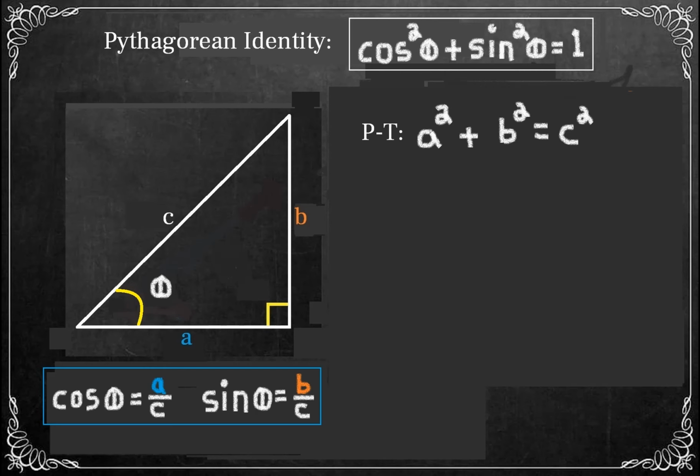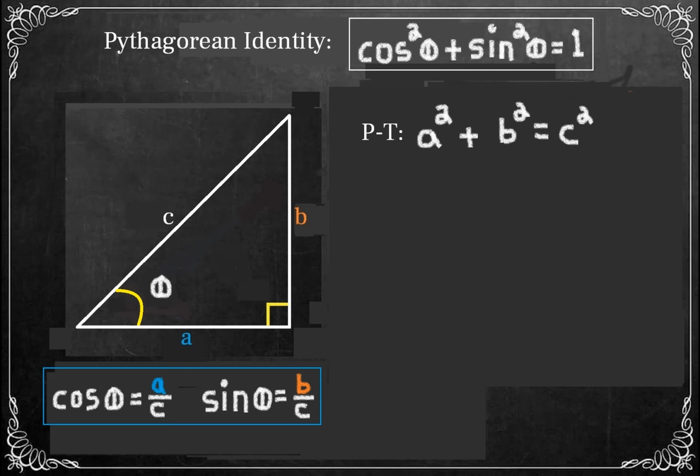Ladies and gentlemen, as usual, we want to prove the white box. Cos squared theta plus sine squared theta equals 1. Next, recall the blue box. Cos theta equals a over c, sine theta equals b over c. Now sometimes the sides are labeled differently, where side b is side a, and the same can be said for side a. It really doesn't matter, but probably for consistency, side c is always labeled side c.